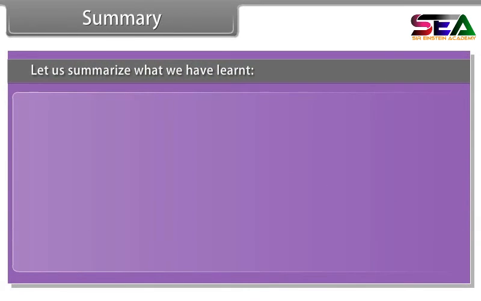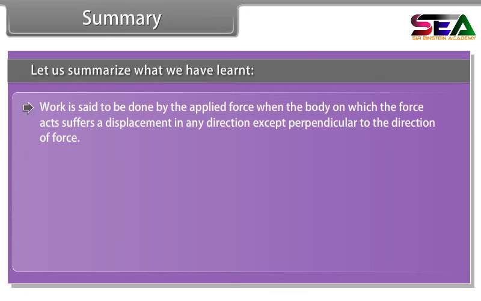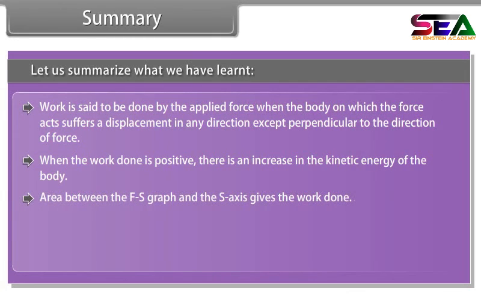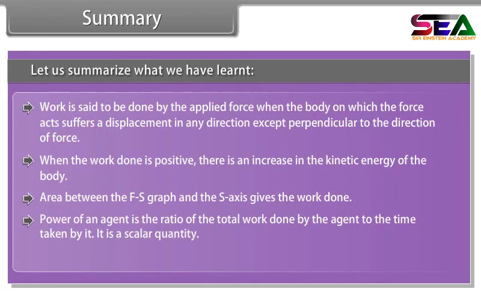Summary. Let us summarize what we have learned. Work is said to be done by the applied forces when the body on which the force acts suffers a displacement in any direction except perpendicular to the direction of force. When the work done is positive, there is an increase in the kinetic energy of the body. The area between the F-s graph and the S-axis gives the work done. Power of an agent is the ratio of the total work done by the agent to the time taken by it. It is a scalar quantity.